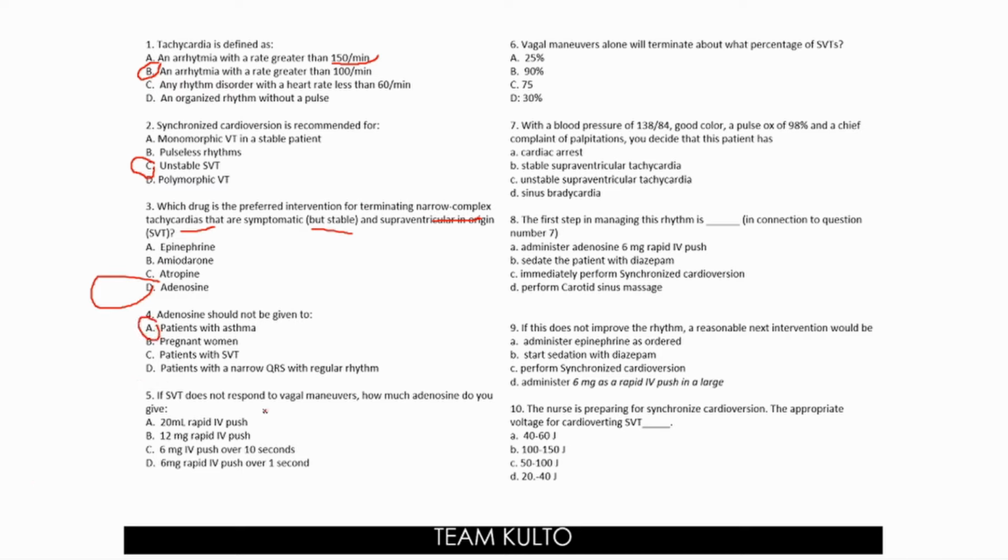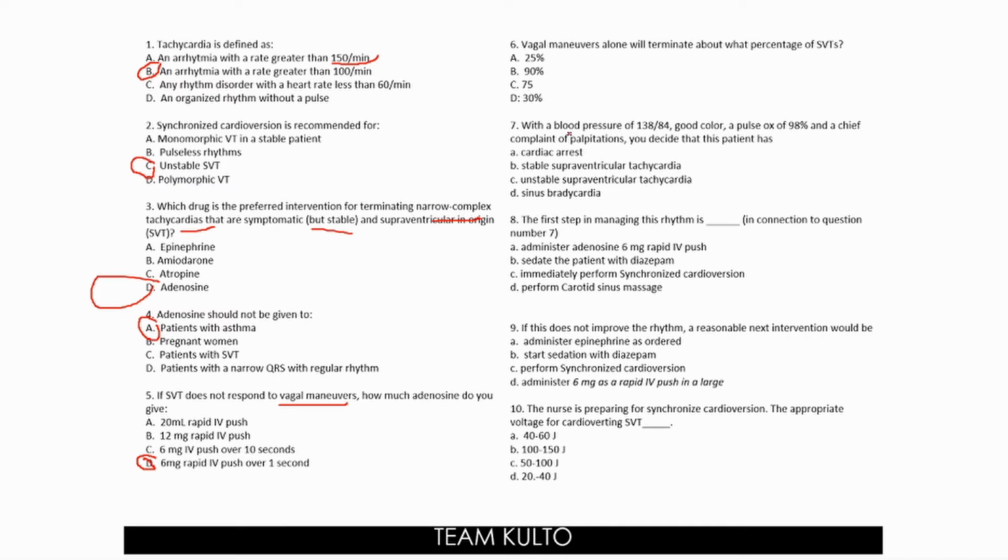If SVT does not respond to vagal maneuver, so ineffective ang vagal maneuver, yung pwede dito yung cuff or yung CSM mo, how much adenosine do you give? Ang sagot mo dito, letter D. Okay, 6 milligrams rapid IV push over 1 second. Rapid. Now give adenosine 6 milligram as a rapid IV push over 1 second. Follow with 20 ml saline flush and elevate the arm immediately.